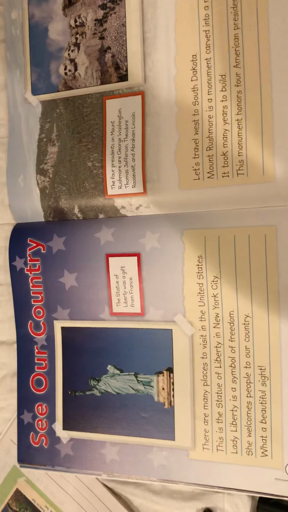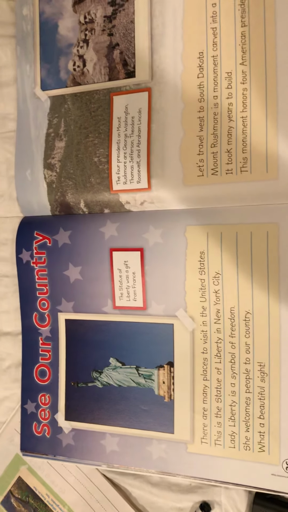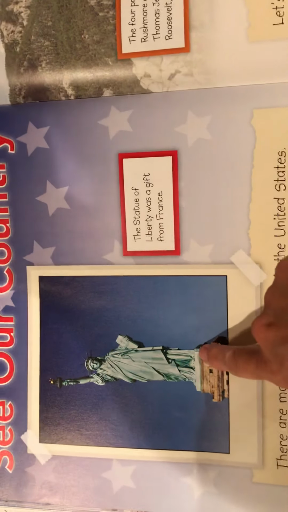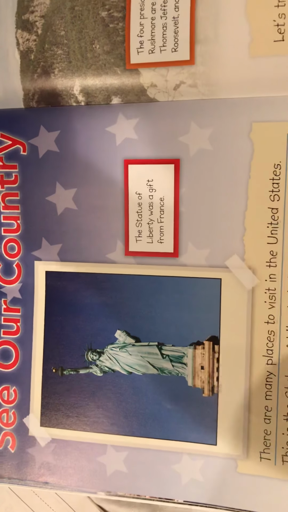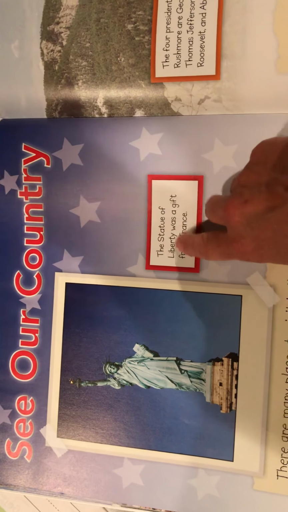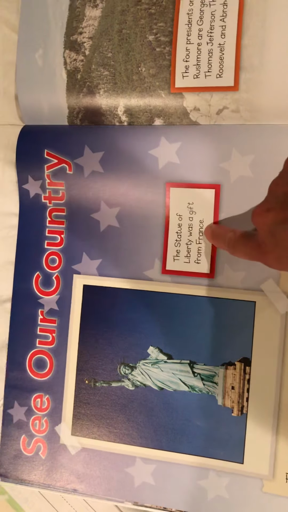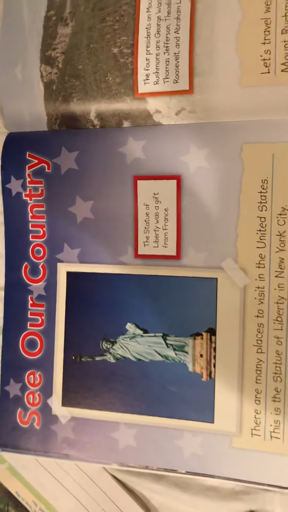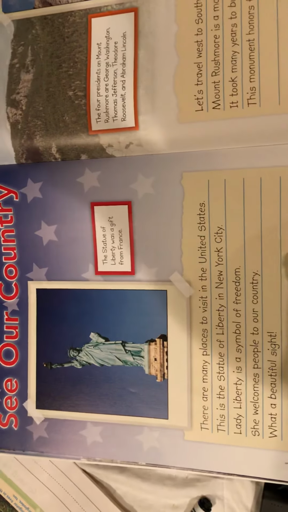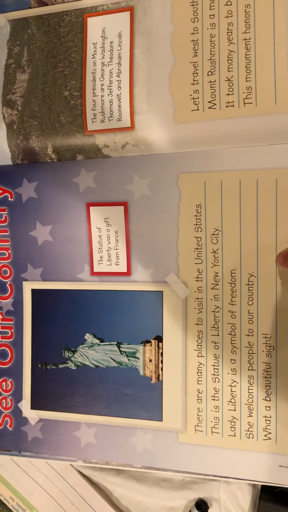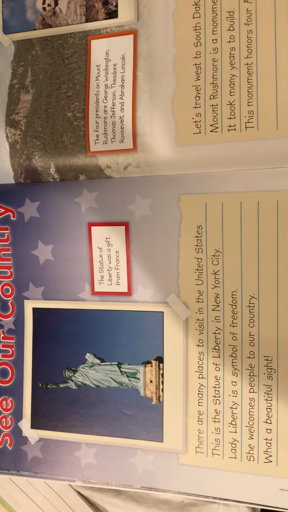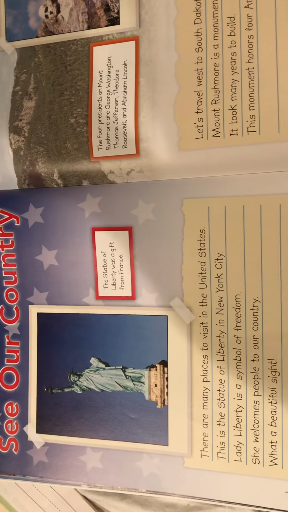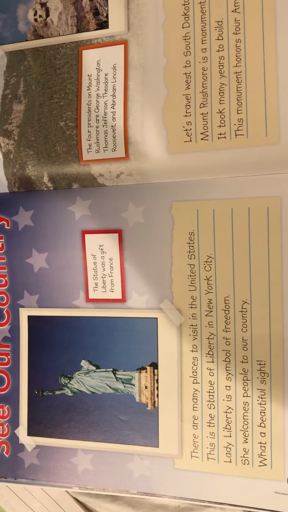All right, the title of this one is called See Our Country. And yesterday for social studies, we learned about this statue right here. Do you remember what it's called? It's called the Statue of Liberty, and the Statue of Liberty was a gift from France. So we learned about that yesterday. And below the picture, the photograph, it says, there are many places to visit in the United States. This is the Statue of Liberty in New York City. Lady Liberty is a symbol of freedom. She welcomes people to our country.